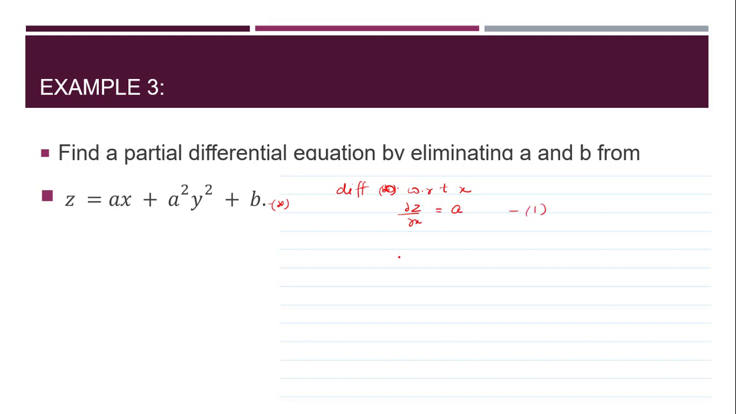Then differentiating with respect to y, what I will get is del z by del y is equal to, now this will give me a square as such, and y will give me 2y into a square, and b is 0. Again we are not getting into the picture the constant b. So what I can observe is, again if I write down from first and second, I can say a is equal to p, and here if I substitute the value of a, I will get q is equal to 2y into p square, right? So this is nothing but the partial differential equation, right?